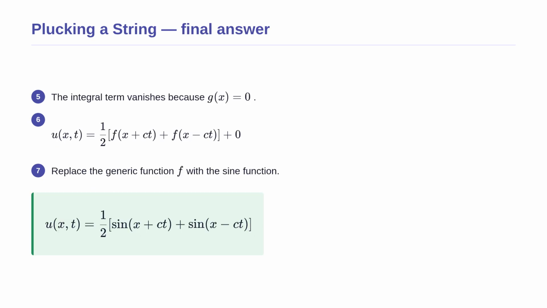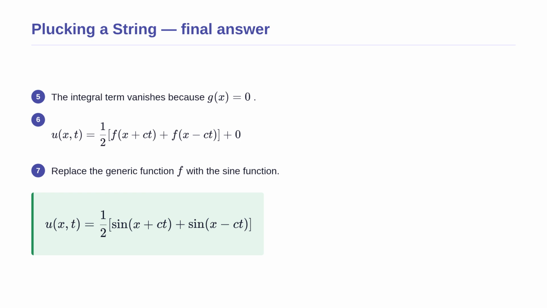Continuing with our calculation, we see the integral term drops out entirely. This leaves us with only the displacement terms. We now just need to substitute our specific starting shape into the remaining formula. We replace the generic function f with our specific initial shape, which is the sine function. This gives us our final answer.